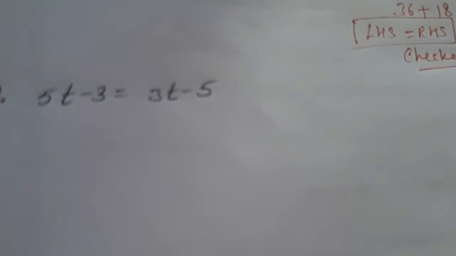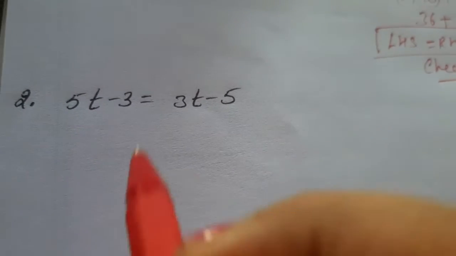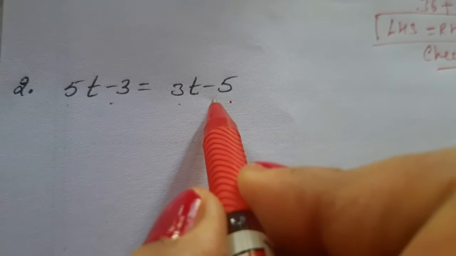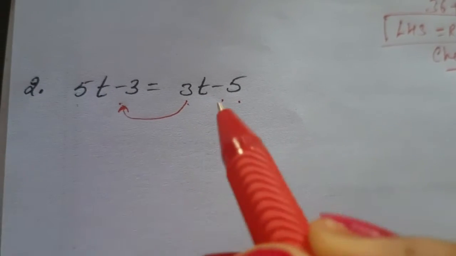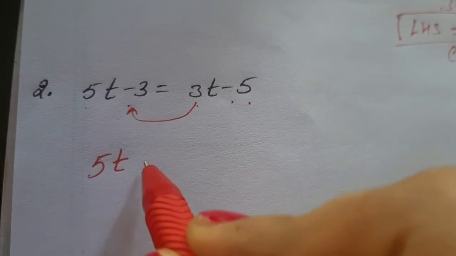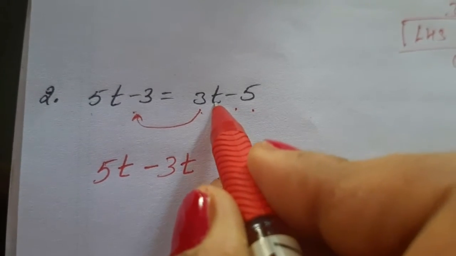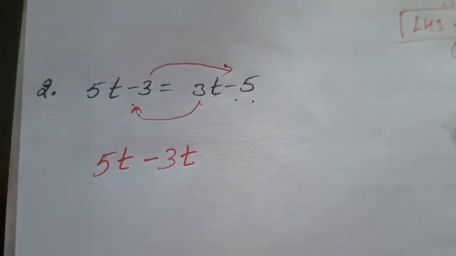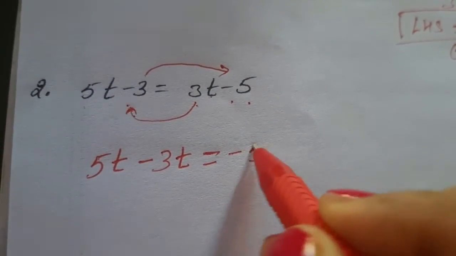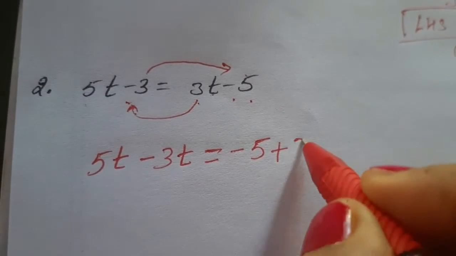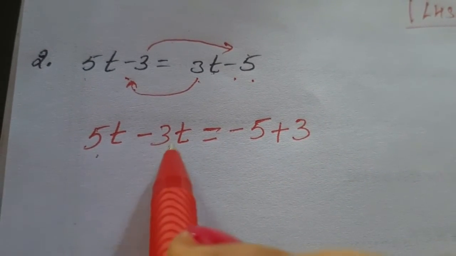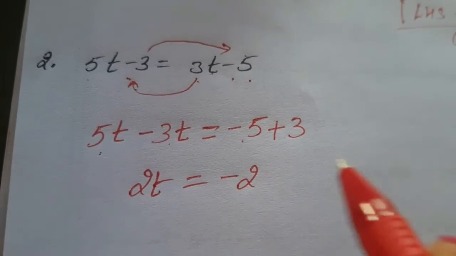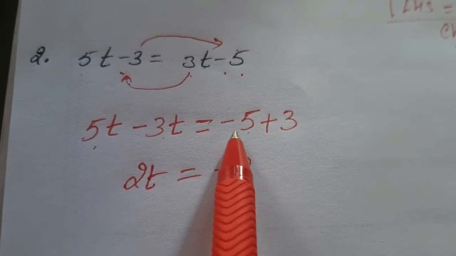Second question is 5t - 3 = 3t - 5. Again here we have t terms on both sides and constants on both sides. So what will we do? We will transpose 3t to the left hand side. It will become 5t - 3t, as it is positive here; when we transpose it to the left hand side, it will become negative. And -3 will be transposed to the right side, equal to -5 as it is. -3 transposed to the right side becomes +3. 5t - 3t becomes 2t = -5 + 3, that is -2, because in front of the bigger number we have a negative sign.